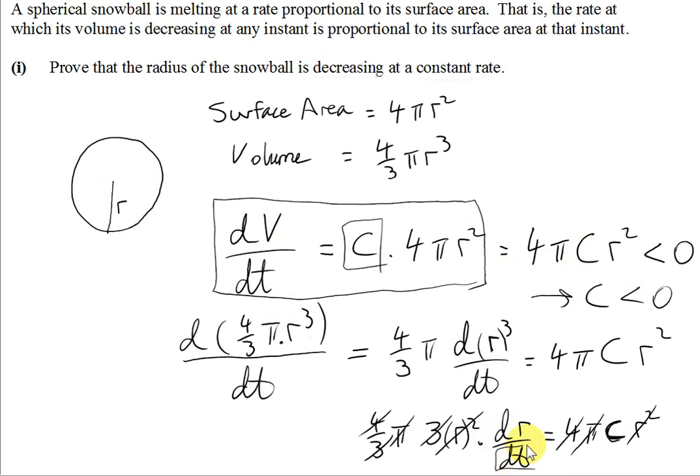So for a given increment of time, dt is some positive value, and the change in the radius will be negative. The change in the radius is the initial radius minus the final radius. The initial radius is greater than the final radius, so that difference dr will be negative. So of course this quantity here overall will be negative.